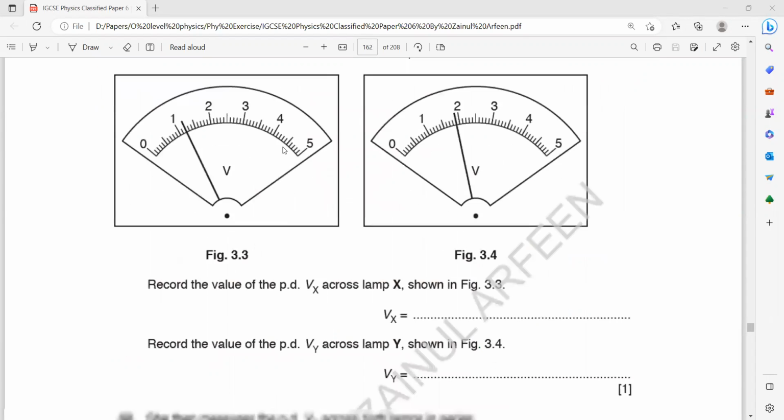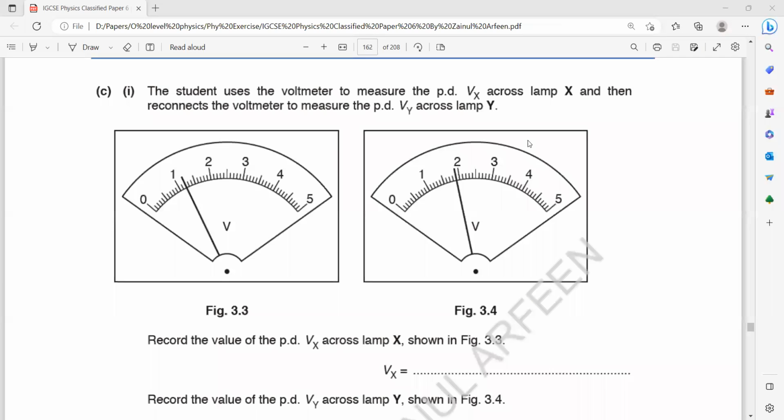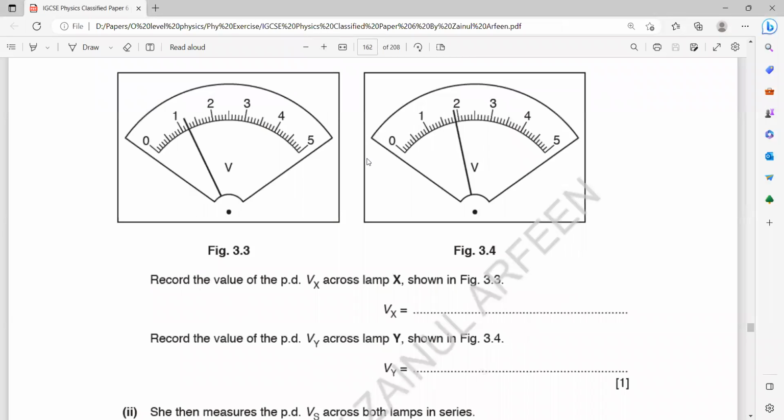Then the student uses a voltmeter Vx across lamp X and voltmeter Vy across lamp Y. You have to state the reading of voltage at X. This one is voltage at X and this one is voltage at Y. You can use the screen annotation to complete what is the value for voltage at X. So that is 1.2 volts. And what about voltage at Y? So voltage at Y is equal to 1.9.